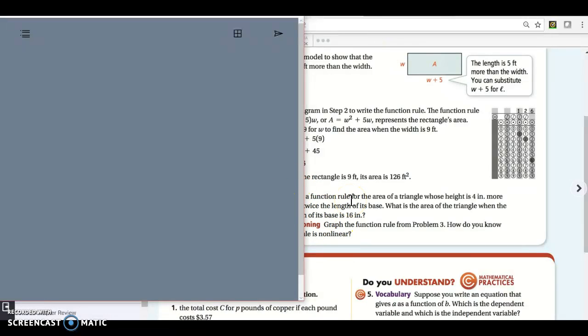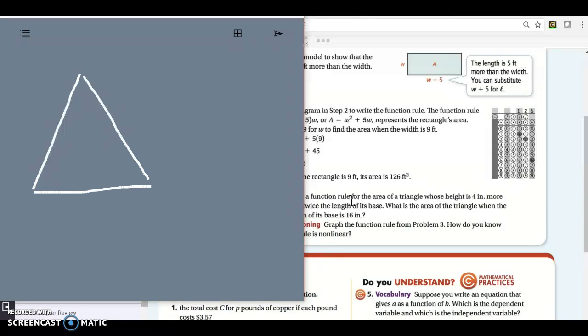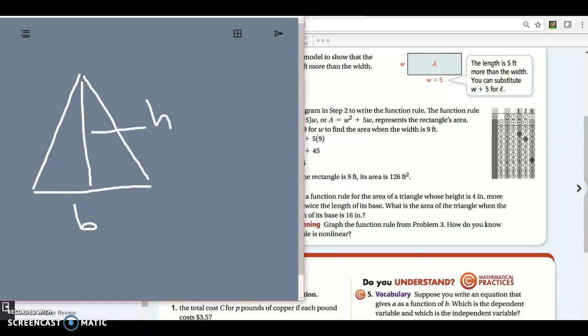All right, so we have a triangle here, and the triangle has a base and a height, right? That's what triangles have. And the area is equal to 1/2 height times base. Okay.